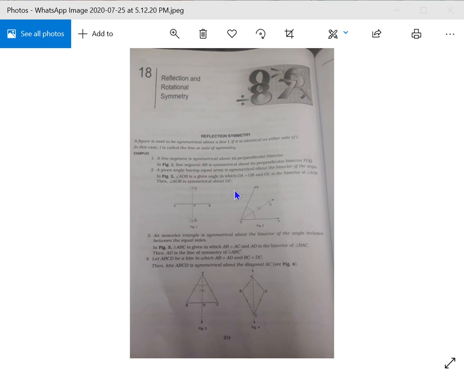Good morning, everyone. Let us start with reflection and rotational symmetry.